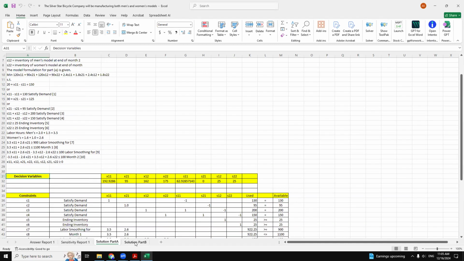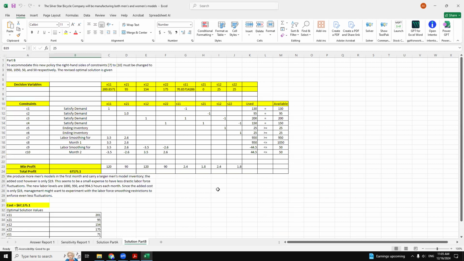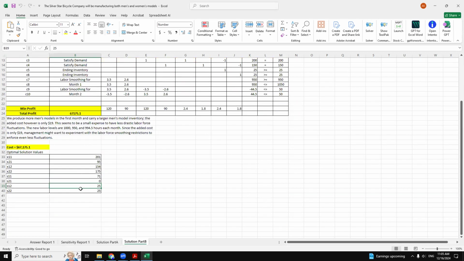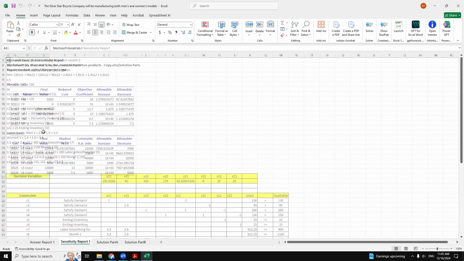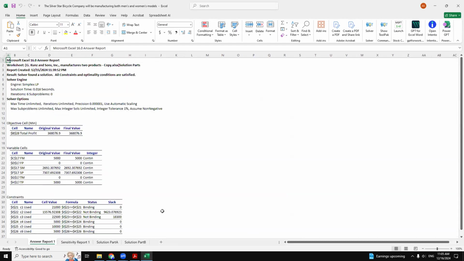Again, for part B, I have used Excel Solver to solve this question, and our answer is here. I have provided the full definitions in the Excel file, and this one is our sensitivity report, and this one is the answer report.